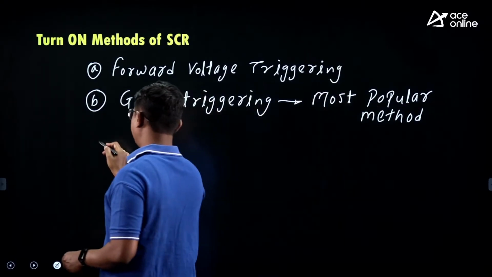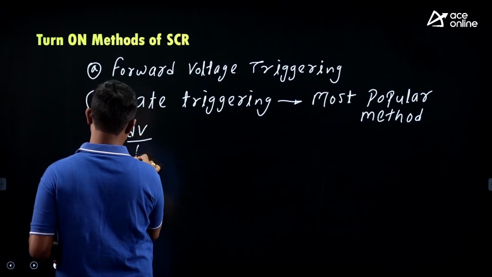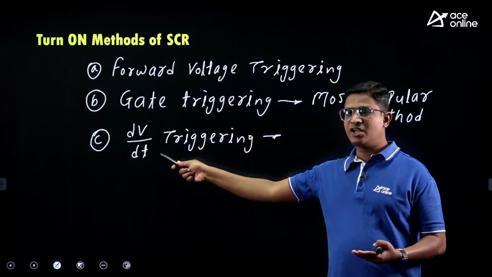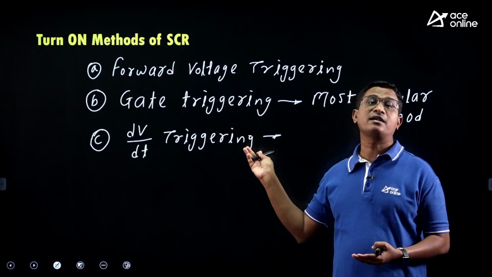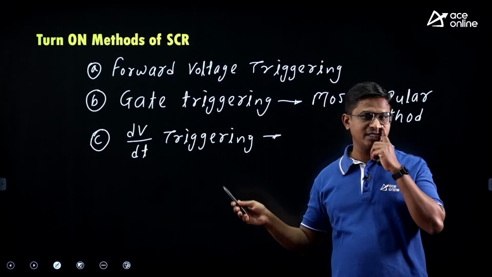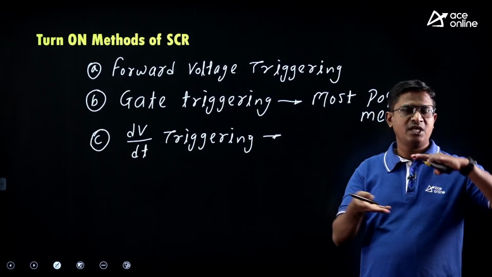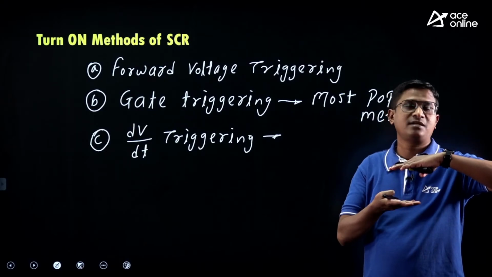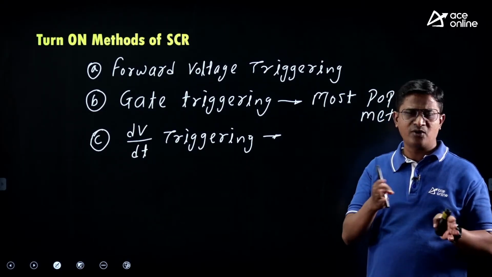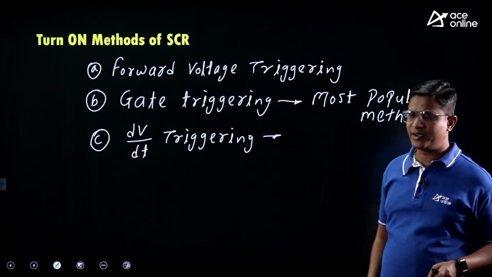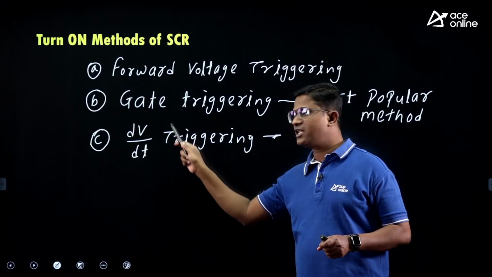Third method is dV by dt triggering. Due to the high dV by dt, my SCR starts conduction. When forward voltage is maintained across SCR, then your junction J2 acts as a capacitor. Okay, so therefore Cj is a junction capacitance. I don't want to go into that. So in dV by dt triggering, simply we are increasing the dV by dt.